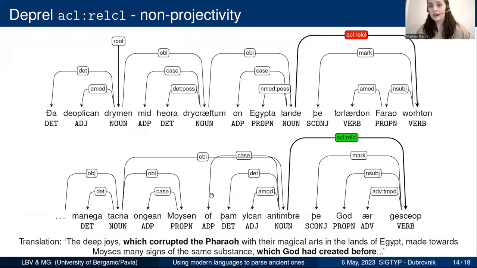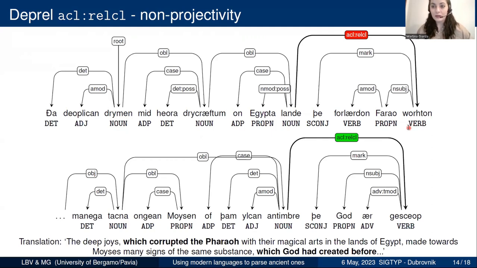Concerning non-projectivity, we said that Old English allowed discontinuous constituents, and this is the cause of some errors. In the first part of this sentence, you can see that the relative clause is more or less recognized. It should be here on the verb forleden, but is attached to the wrong noun, which should be drumen. So the deep joys, drumen, which corrupted the pharaoh.